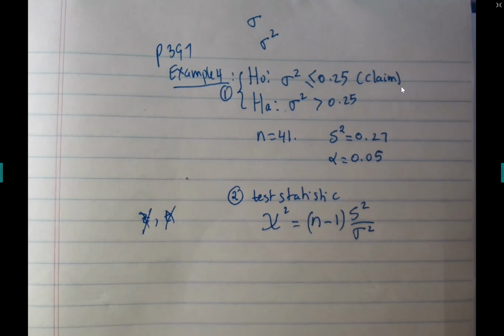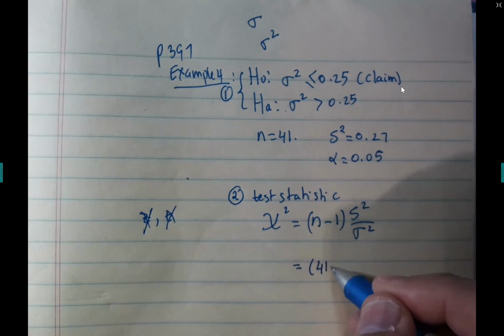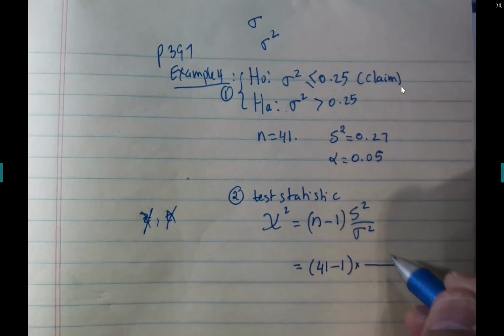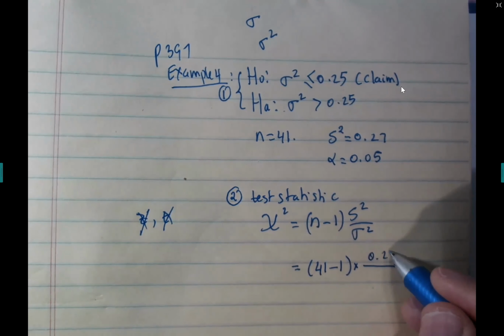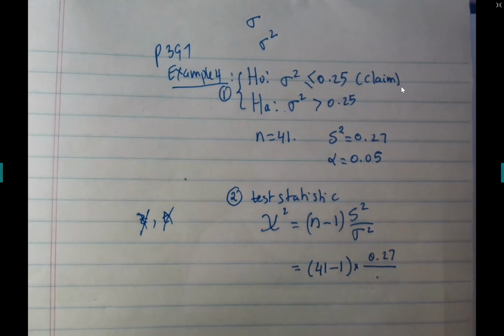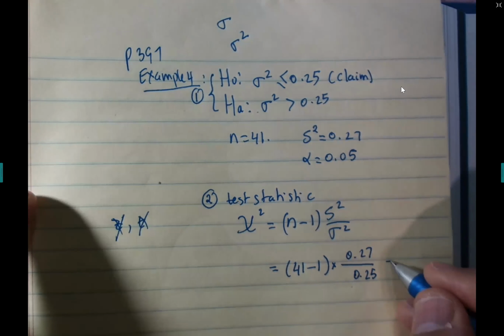So you have to do it by hand. There is no program on the calculator that does this. So equal, n, guys, is 41 minus 1. Okay, can you help me, guys? What do I put for s squared? 0.27. Okay. And what do I put for sigma squared? We assume that the null hypothesis is true until proven otherwise. 0.25. Yep, 0.25. Okay. I think I can cheat here and get the answer. It's 43.2.